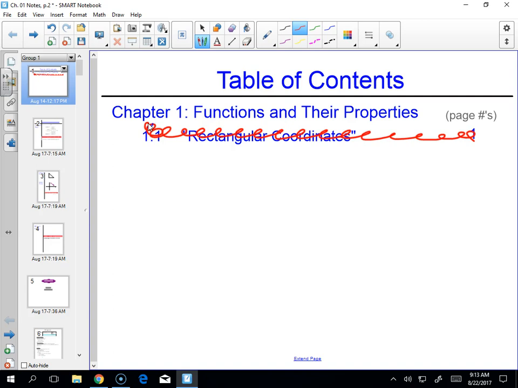For your homework, all you do is put the chapter, and then the chapter's page numbers. This is where that chapter's homework starts. Does that make sense? So you're going ahead and putting in table of contents, you're putting in chapter 1, functions and their properties, and then page 1, because that's the first chapter of homework that you're going to have in your book. Okay?